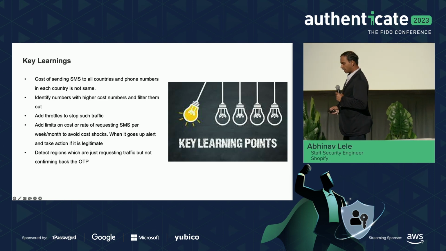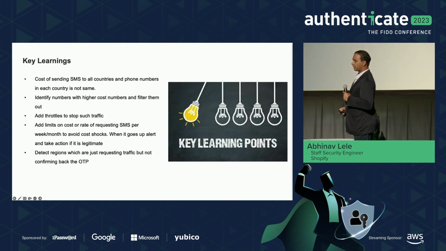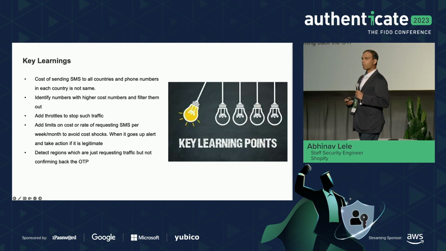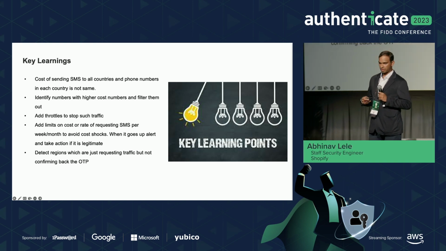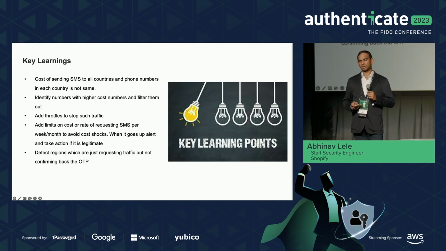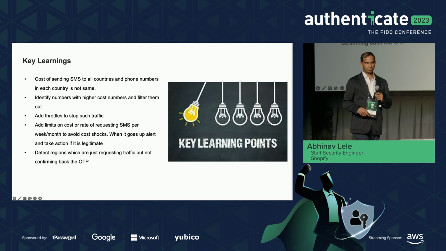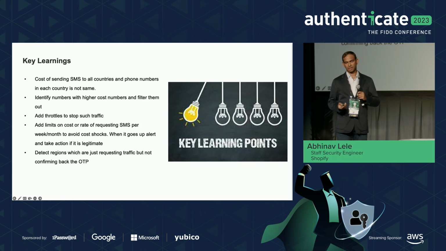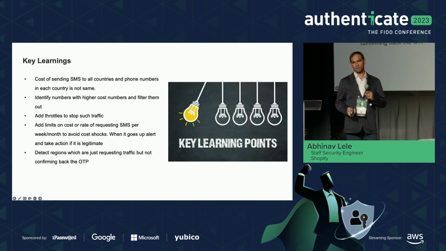The other aspect that you can also take a look at is people who want to earn money out of you running your service which delivers SMS would never confirm back. They'll just send an SMS and then they're happy with it because that's what they want. So you can measure how much traffic is just requesting OTPs but never confirming back.